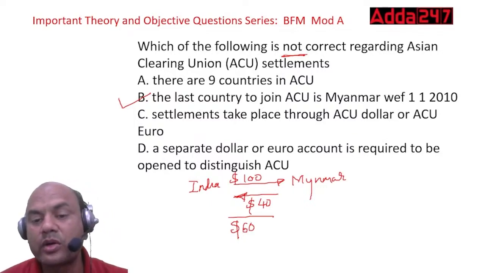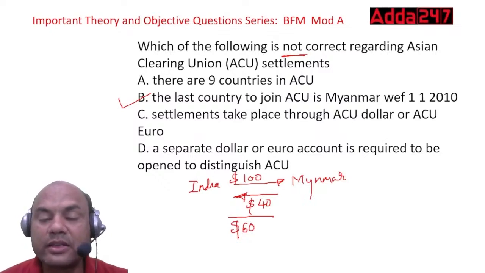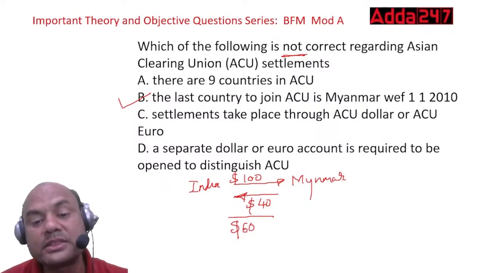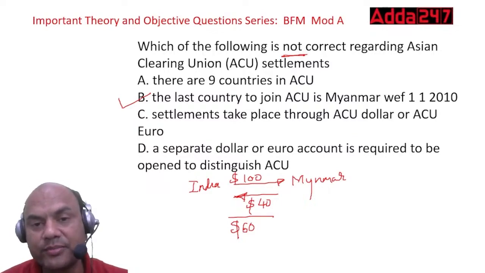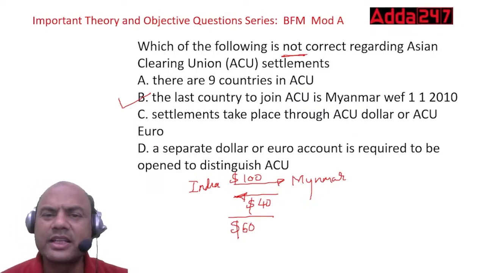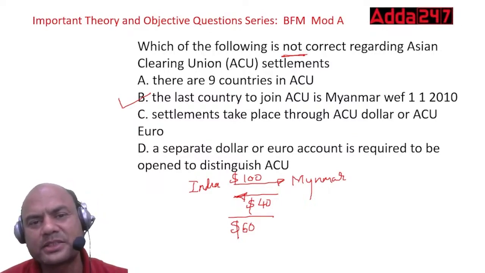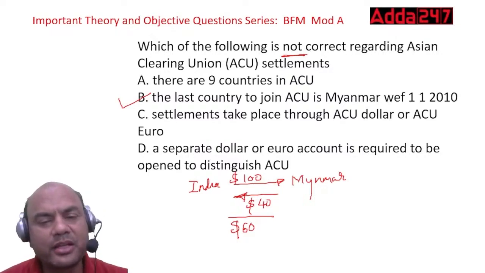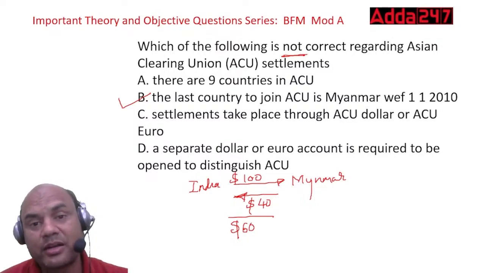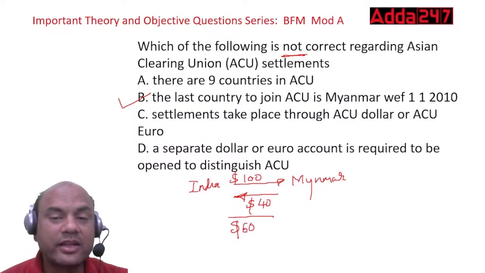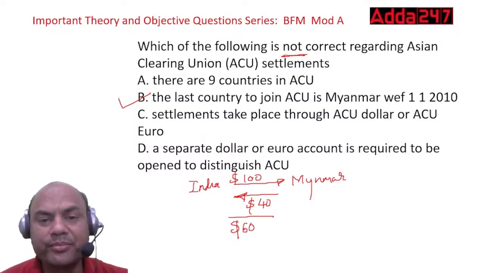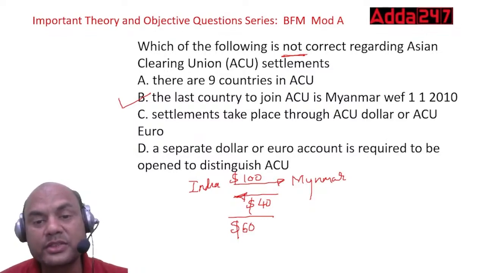Separate dollar or euro account is to be maintained. So we need to have a separate ACU dollar account or ACU euro account with the banks which we deal with in these 9 countries. Now there are these 9 countries. I can tell you some names: India, Pakistan, Burma, Myanmar, Nepal, Iran, that is 6, and there might be 3 more. So all these 9 countries form together the ACU unit.